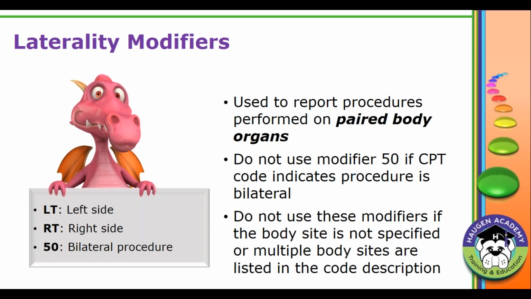Modifier 50 is our bilateral modifier, and you've got to be careful with slapping that modifier onto a code, because when you do, it gives you double payment. And if you have a procedure where the code description says bilateral, then that is inherently bilateral and you can't modify it. And I already talked about not using the modifiers on multiple body sites.